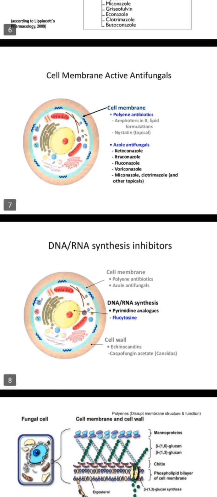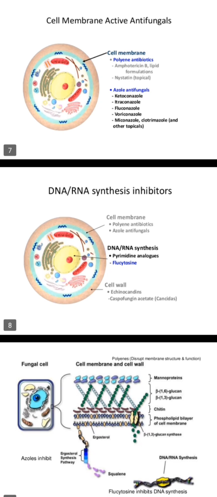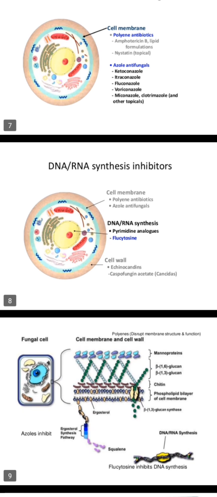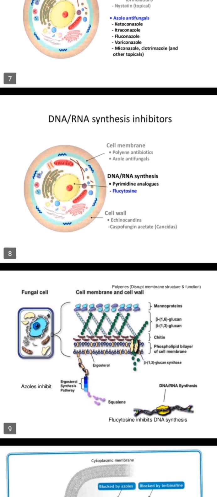Secondly, drugs acting on DNA and RNA are synthesis inhibitors. Synthesis inhibitors simply means that the formation of DNA and RNA won't occur. For DNA and RNA synthesis, the two most important are the pyrimidine analogs and flucytosine. Then after that we will come across the cell wall. In the cell wall, the two main ones are the caspofungin acetate and the echinocandins.